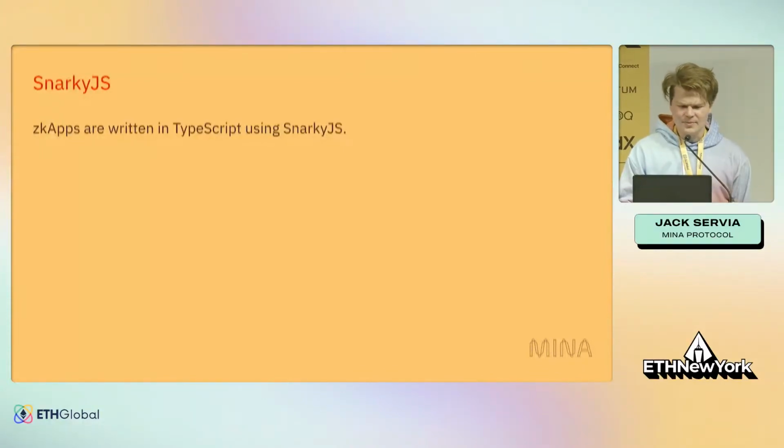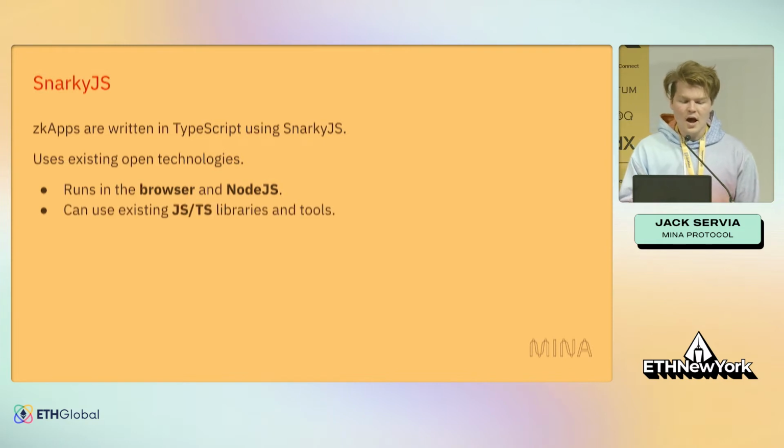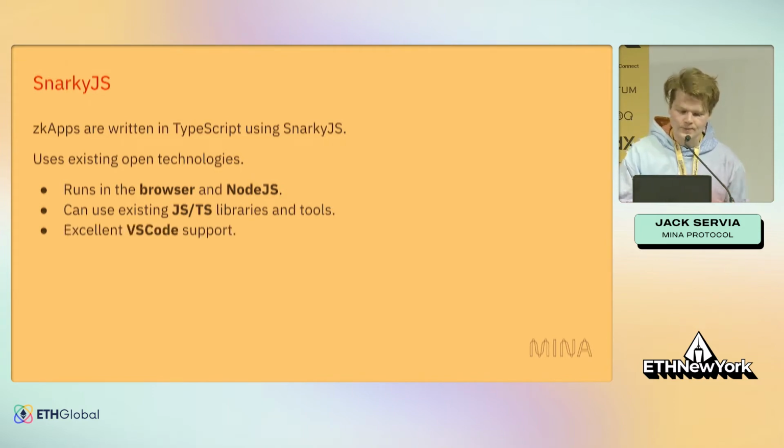Yeah, zkApps are written in TypeScript using SnarkyJS. We use existing open technologies. It runs in the browser and Node.js. You can use existing JavaScript and TypeScript libraries and tools. We kind of touched on this. You won't be able to import a JavaScript cryptography library or something like that. It's a bit like how you can't import jQuery stuff into a React project. It kind of has to speak the same language, but you can still use a lot of the stuff that you'd want to. You have really, really good VS Code support. IntelliSense and Copilot work. That's cool.